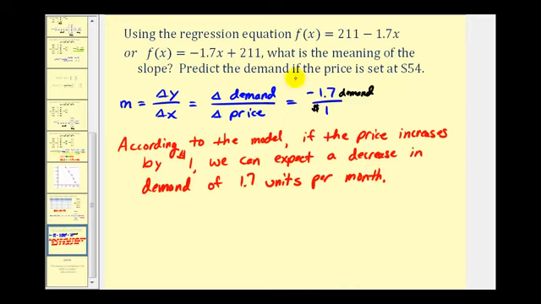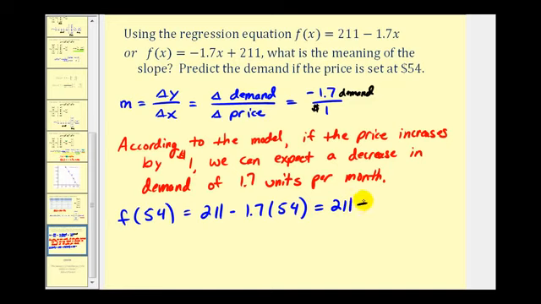Next, we're asked to predict the demand if the price is set at $54. Well, x represents the price in dollars, so for the second part, we want to determine the function value at x equals 54. f of 54 is equal to 211 minus 1.7 times 54, which is equal to 211 minus 91.8, which would be 119.2.